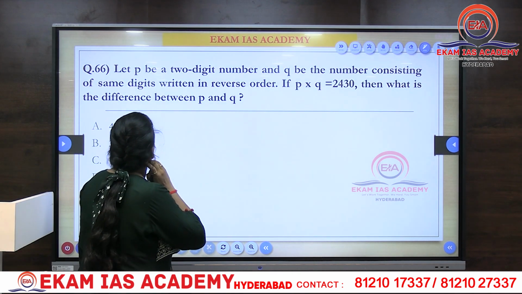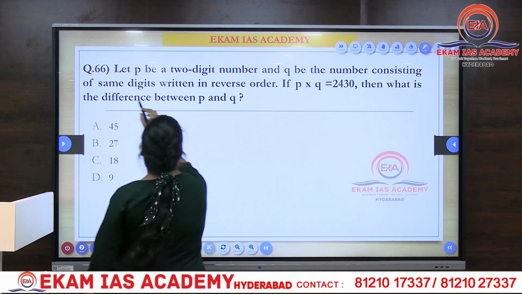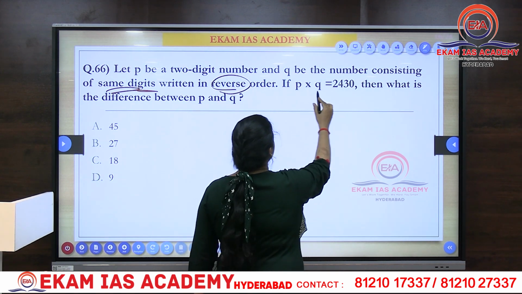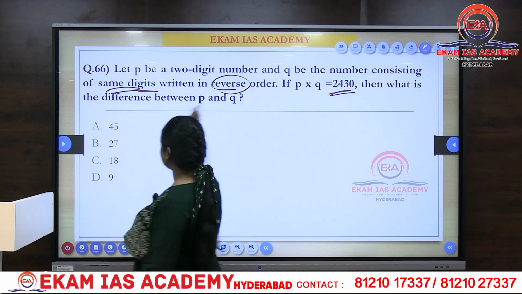Next question. Let P be a 2-digit number and Q be the number consisting of the same digits written in reverse order. If P into Q is equal to 2430, then what is the difference of P and Q?